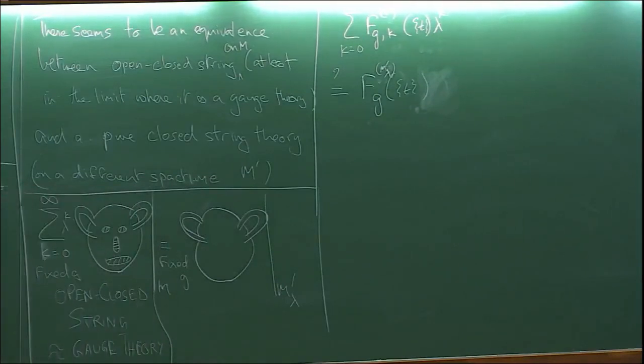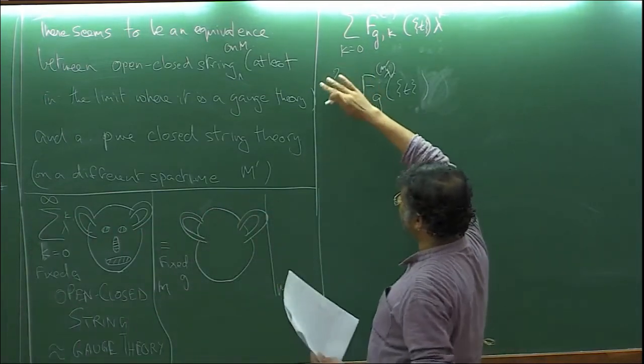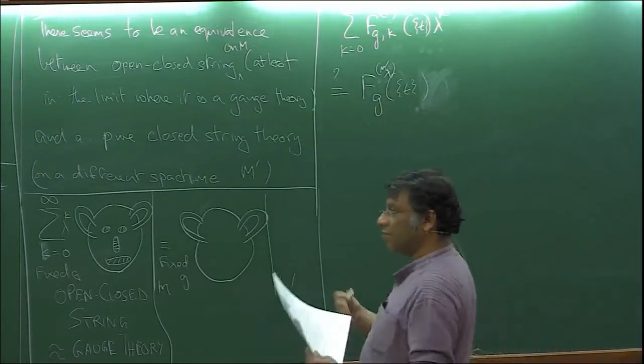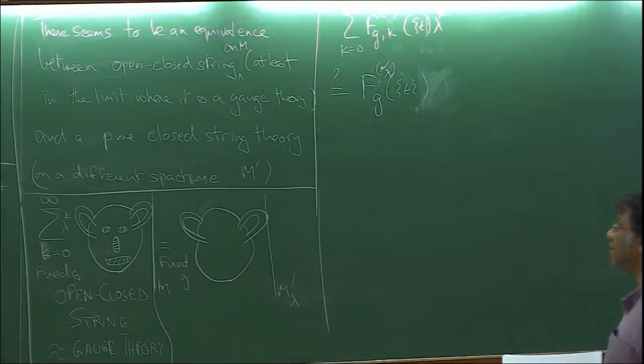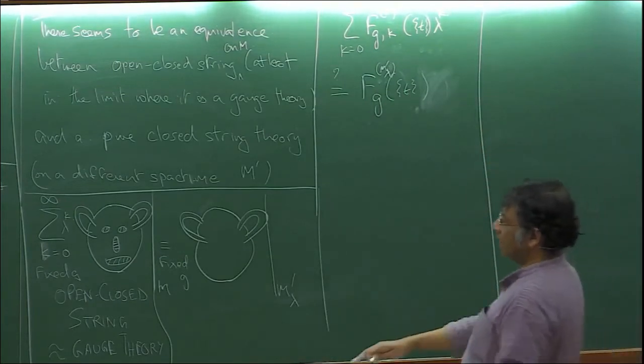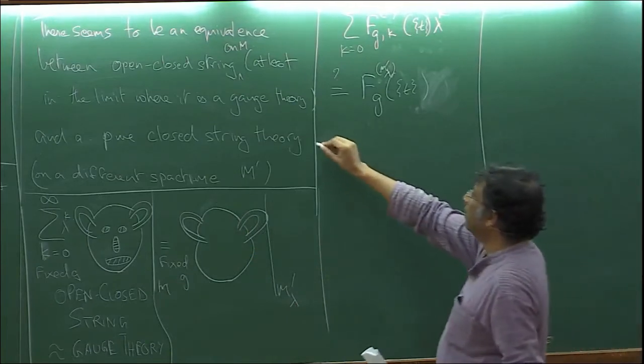you get a closed string description on a different space-time. So this is a different kind of duality from all the ones that I have said so far. It's another kind of equivalence. And this is believed to be true in a large N limit. This is the thing that has been driving a lot of work in string theory in the last two decades, to delineate the class of theories for which such dualities hold.